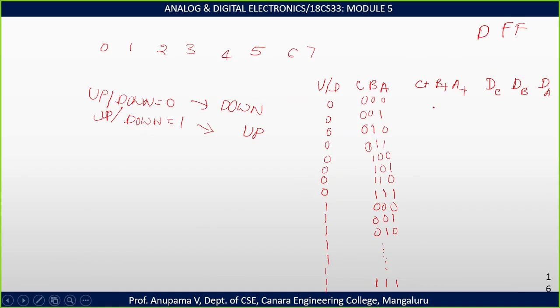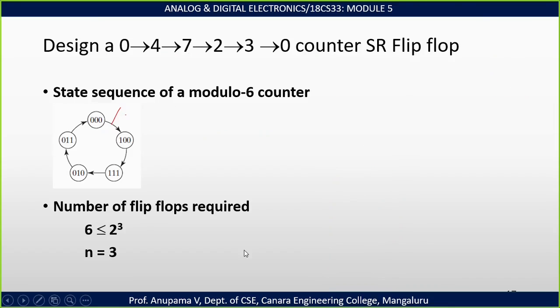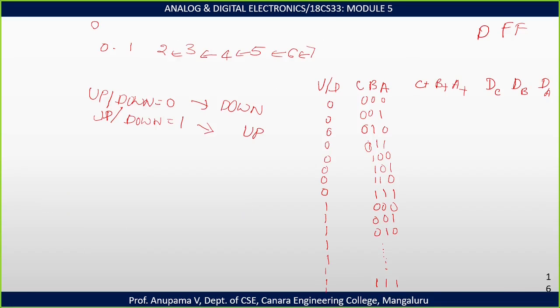Now, what are the C plus, B plus and A plus values? When the value is 0 for up and down, it will be counting downwards. So first 7, 7 to 6, 6 to 5, 5 to 4, 4 to 3, 3 to 2, 2 to 1 and 1 to 0, again 0 to 7.